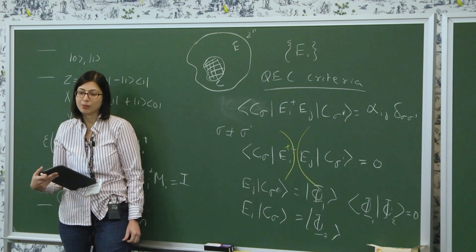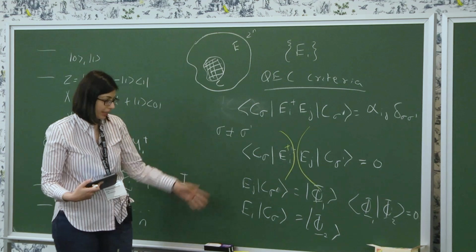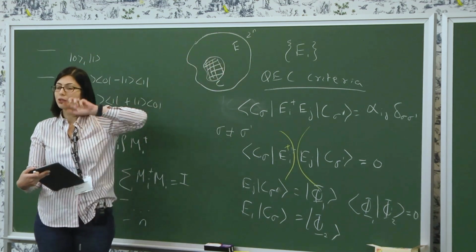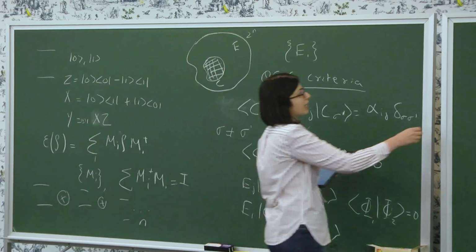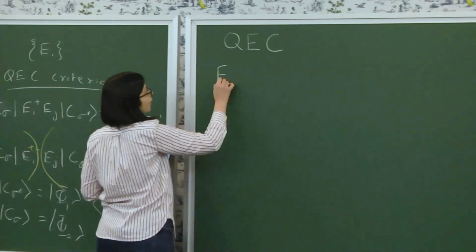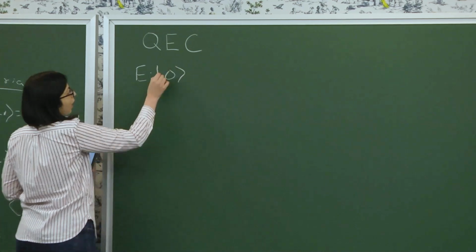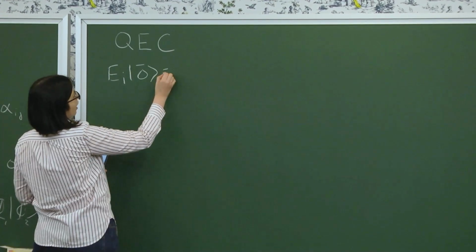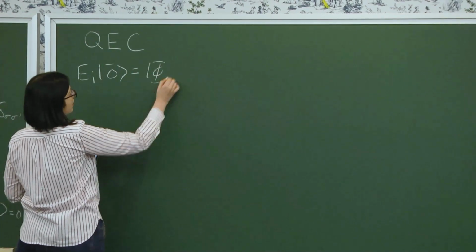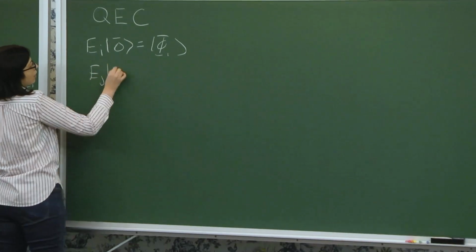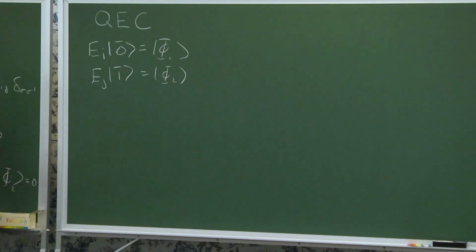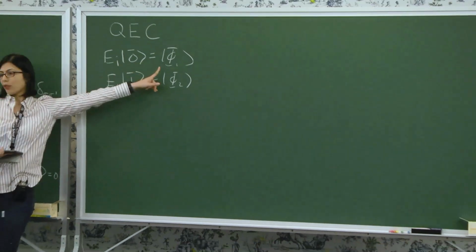If you just imagine the code space is only two-dimensional, so you're just protecting a logical qubit space, then this just means that any error acting on the 0 bar, indicating the logical code space, goes to some state psi 1, and this is some psi 2, then psi 1 and psi 2 must be orthogonal to each other. So orthogonal states, basically 0 and 1, go to orthogonal states.